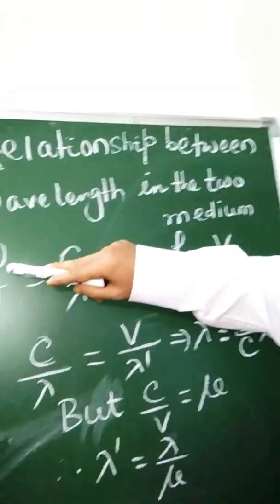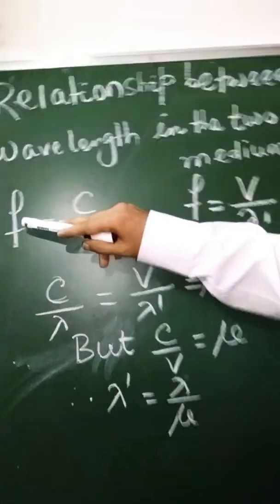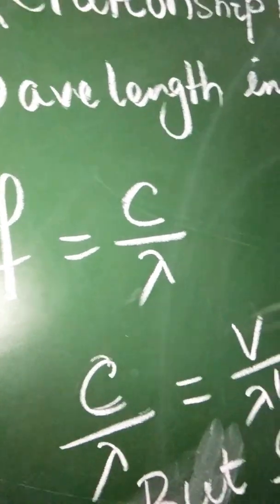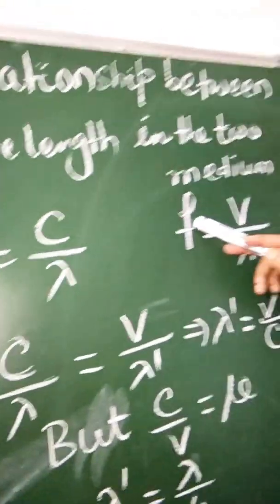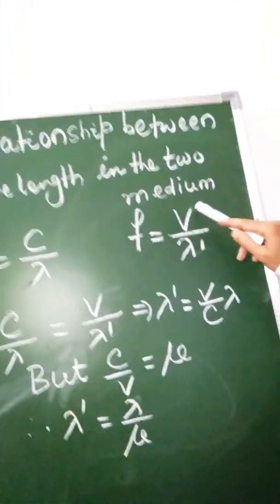Now I shall tell you the relationship between the wavelengths in the two media, when a ray of light of frequency f and wavelength lambda suffers refraction from air to the given medium. Now look here. If f is the frequency, c is the speed of light in air or vacuum, and lambda is the wavelength, we know that f is equal to c by lambda in air. But in a medium, frequency does not change, but wavelength changes. So we can say f is equal to v by lambda dash.